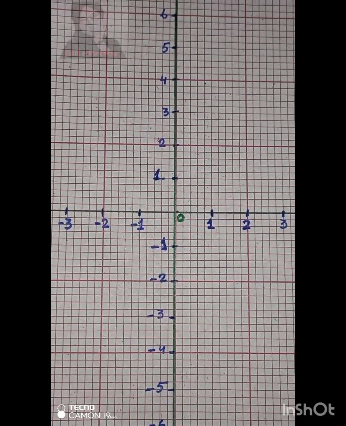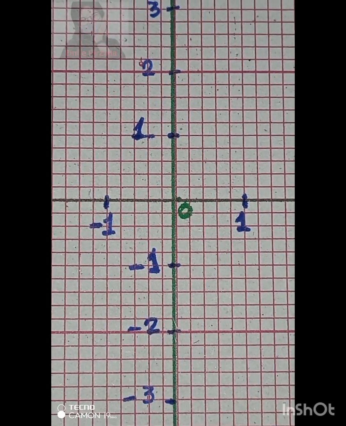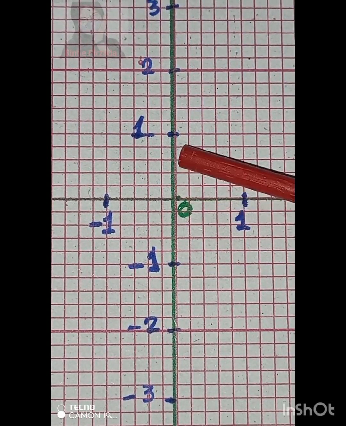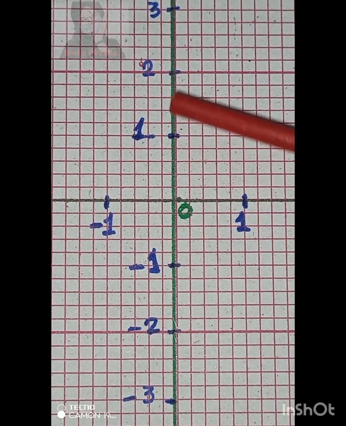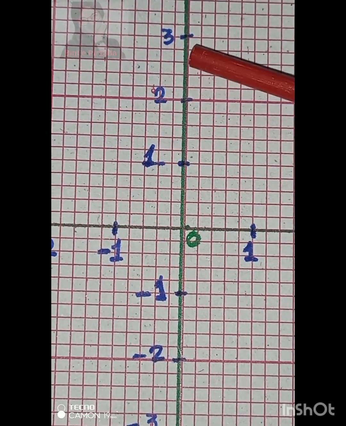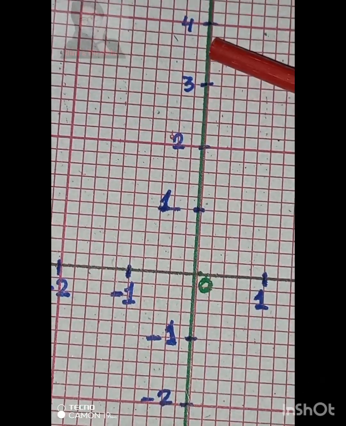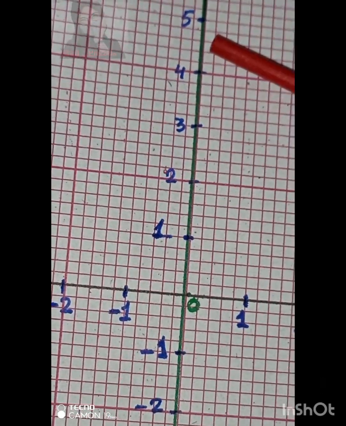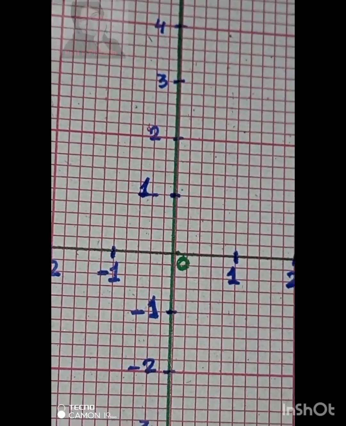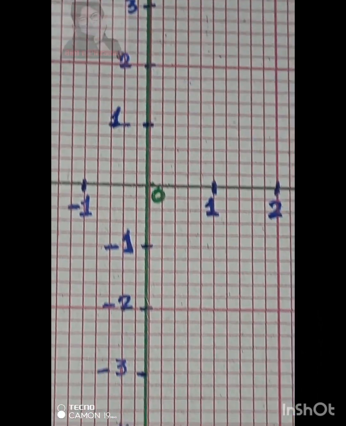Then for the y-axis, the same way I have taken 5 boxes, then 5 boxes, then 2, then 5 boxes I have taken 3, and after 5 boxes 4, then after 5 boxes 5, then after the next 5 boxes 6, and then after the next 5 boxes 7. This is the graph of the y-axis.